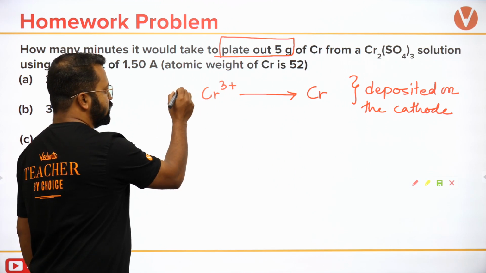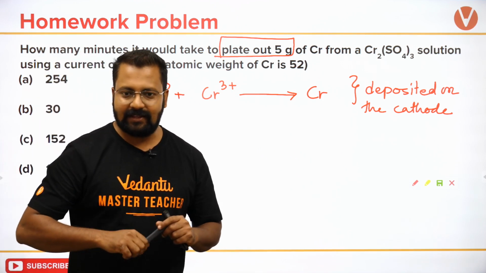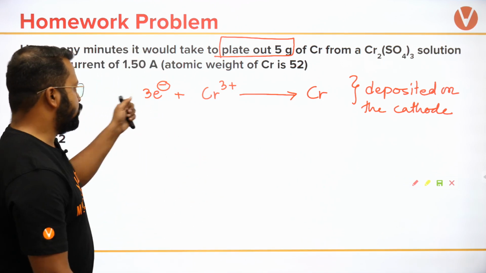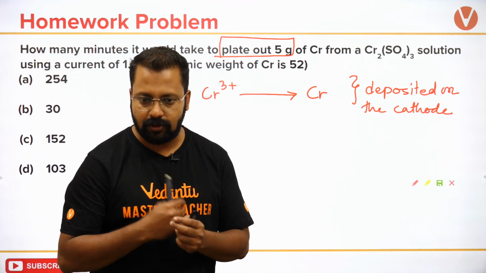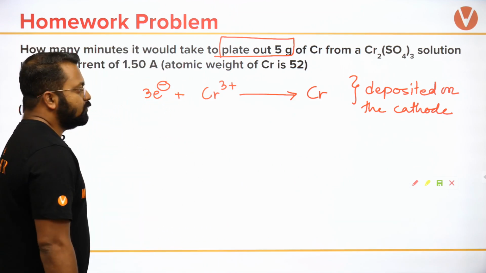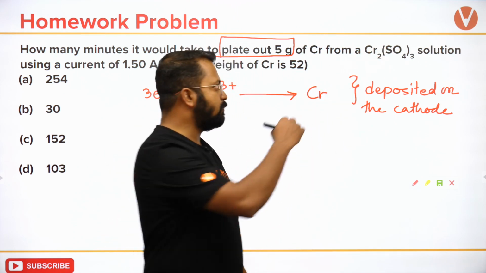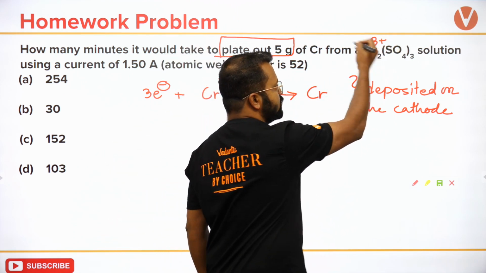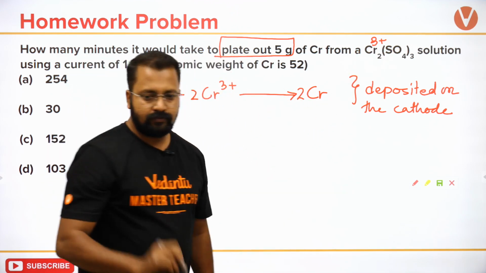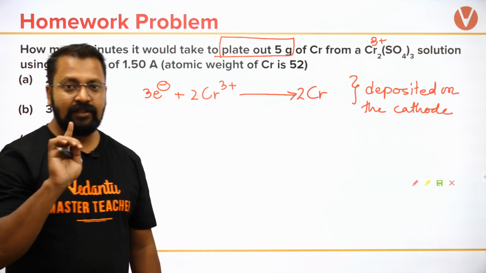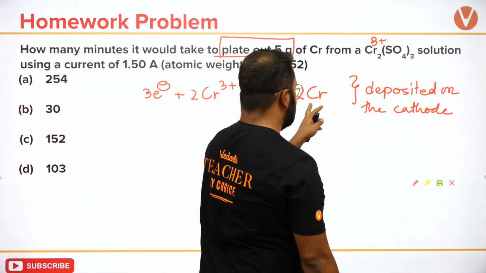So how many electrons are required? 3 electrons are required. Can I say this? Please tell me yes or no. Saurabh, Rupa, Pritam, Suraksha, yes, Ajay. So 3 electrons will be required here. Now how many chromium ions are present over here? We have 2 units of Cr3+, so I will be getting 2 chromium atoms. Is that clear? Do you understand this?